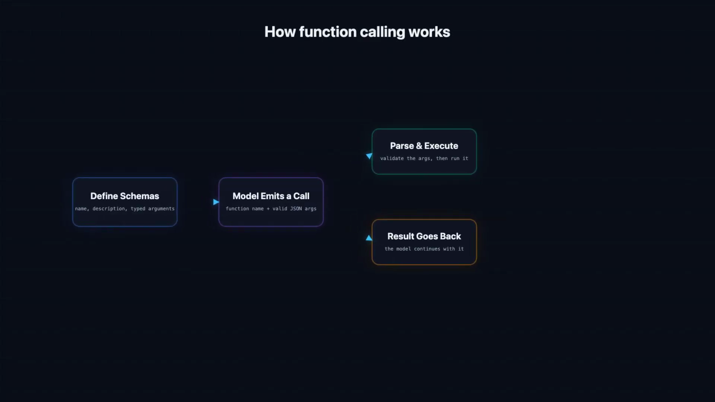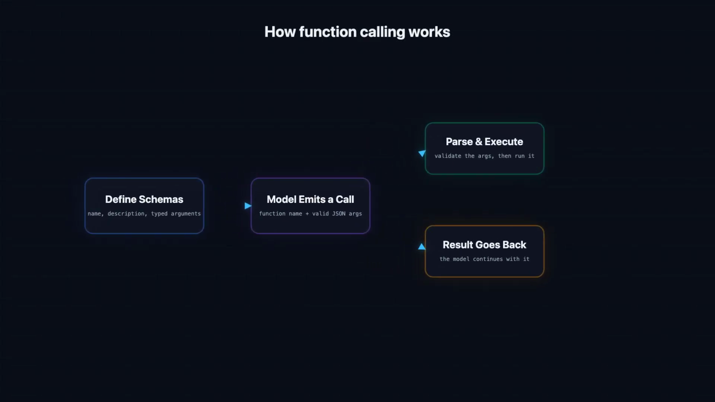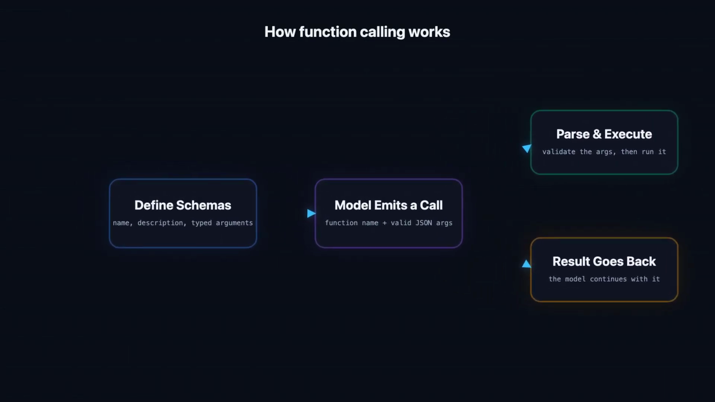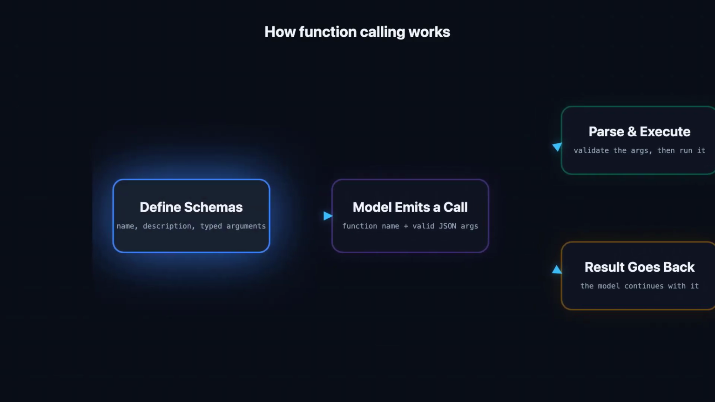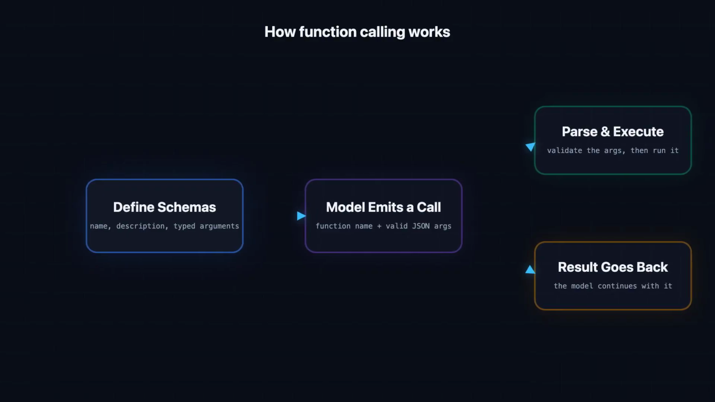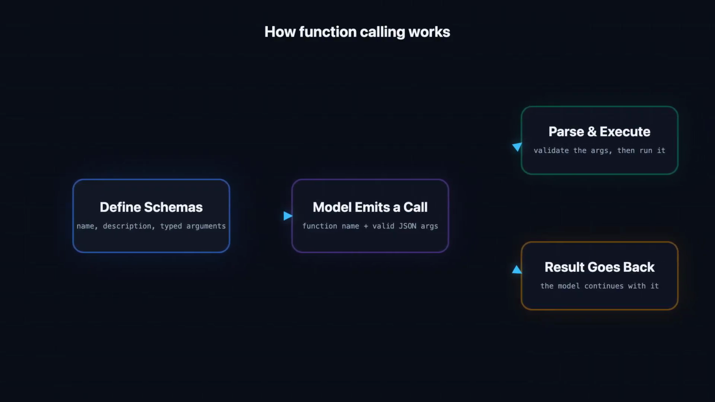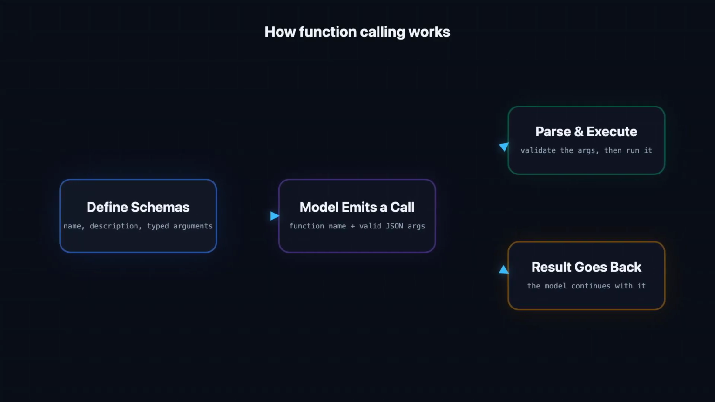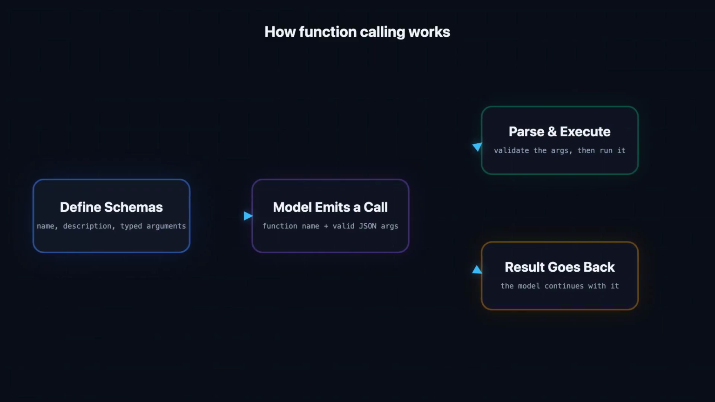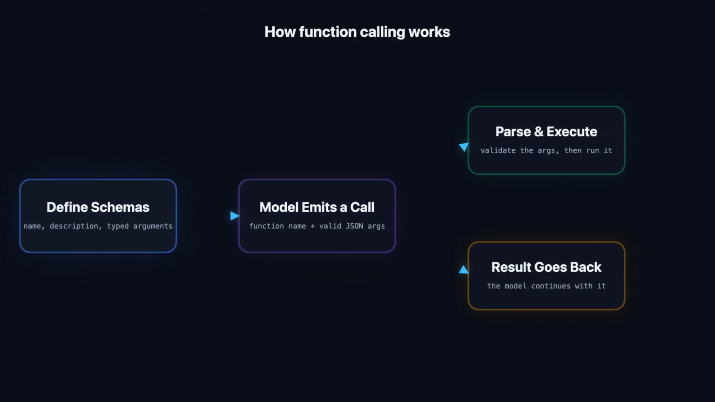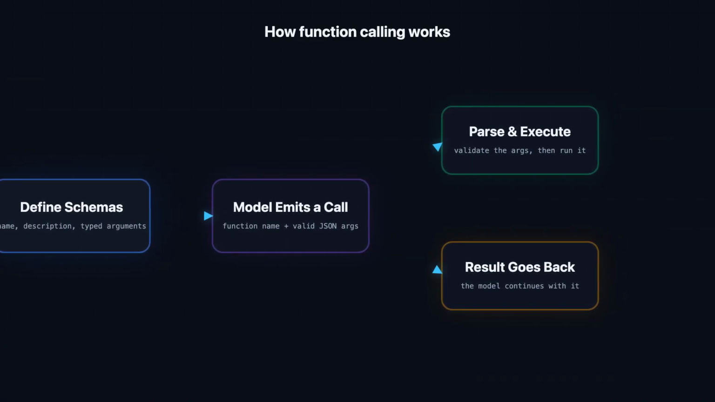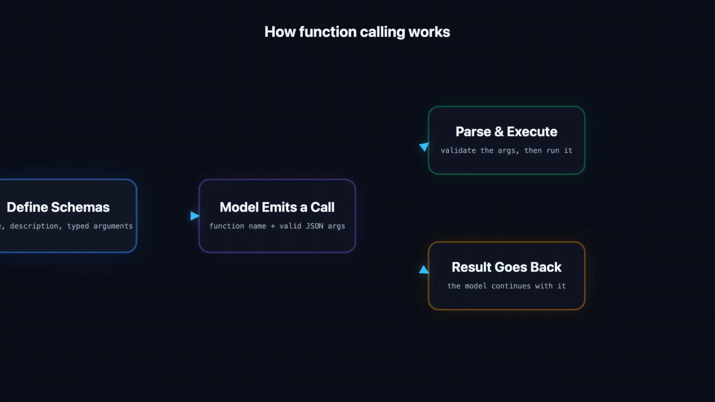So how does this actually work under the hood? It's a flow with 4 moves, and each piece has a clear job. Follow it one at a time. It starts with schemas. You give the model a set of function definitions, each with a name, a description of what it does, and a typed list of parameters, often written as JSON schema. This is the menu the model gets to choose from, and the descriptions are how it knows which one to pick. When a model wants one, it doesn't write a sentence.